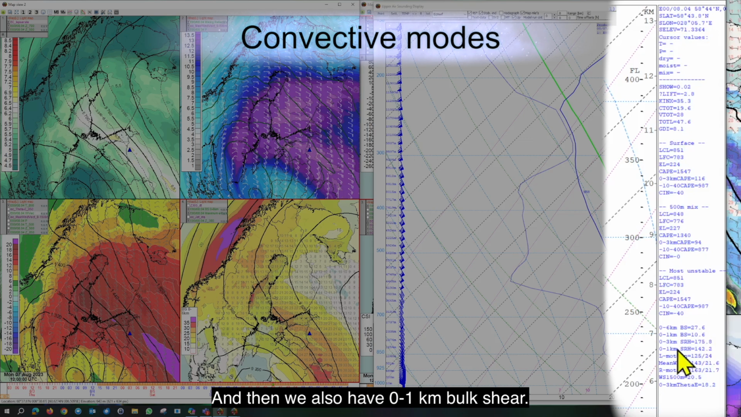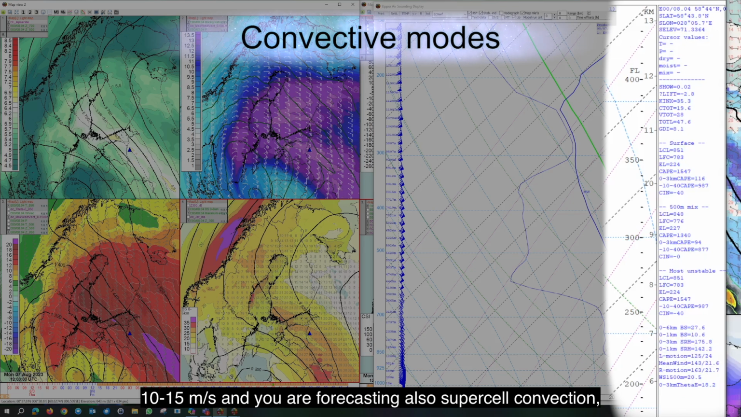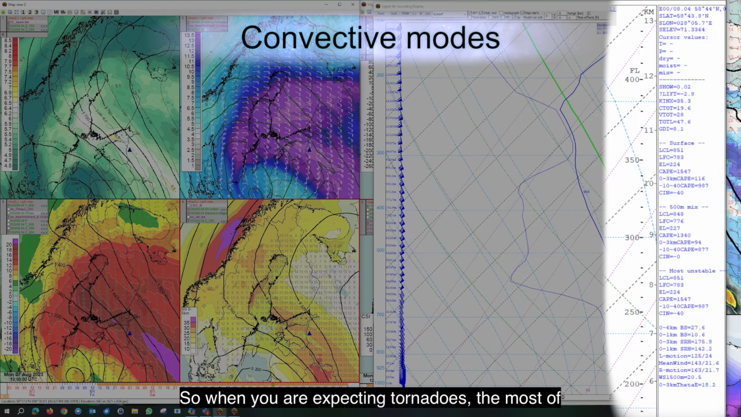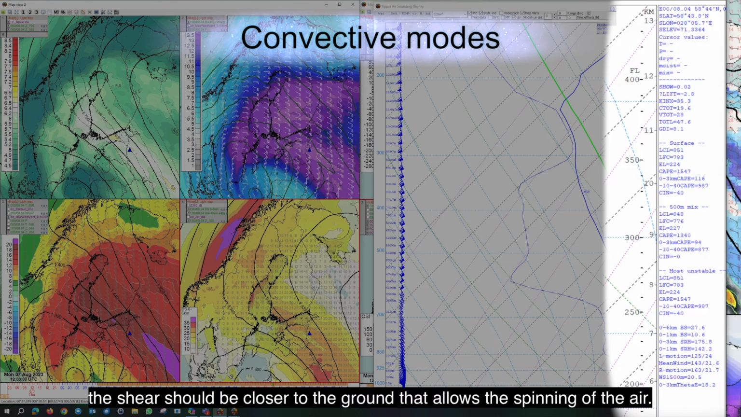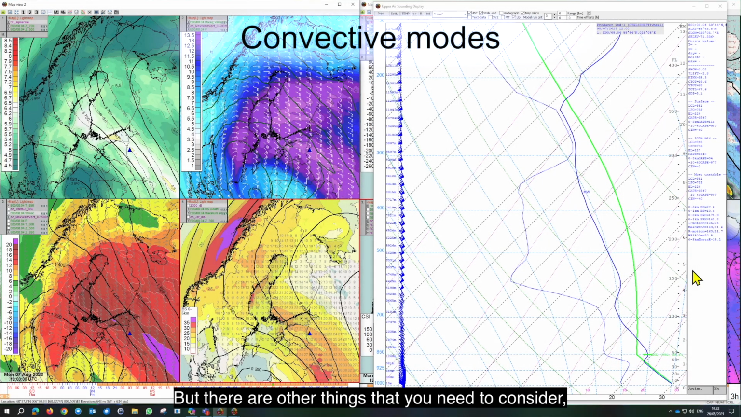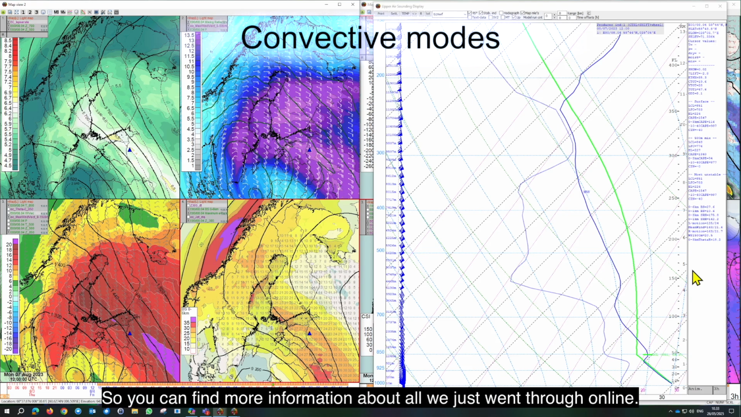And then we also have 0 to 1 kilometer bulk shear. And if this number is big enough, so from 10 to 15 meters per second, and you are forecasting also supercell convection, you can consider the potential threat for tornadoes. So when you are expecting tornadoes, most of the shear should be closer to the ground. That allows the spinning of the air. But there are other things that you need to consider, but we are not going to go through them here. So you can find more information about all we just went through online.